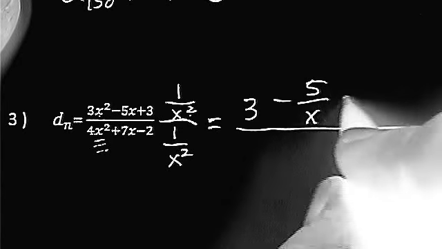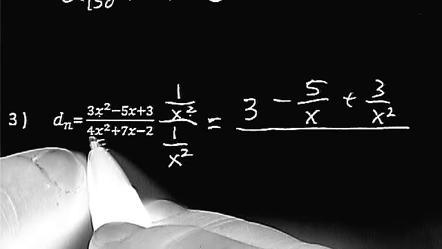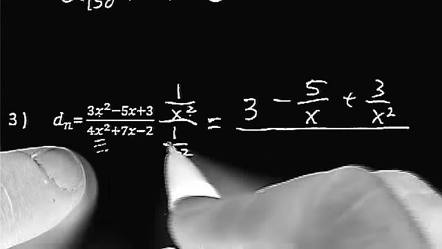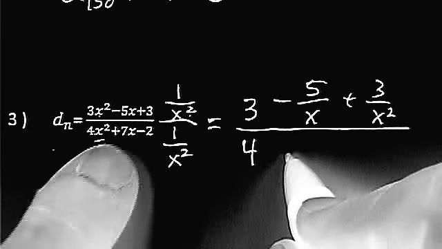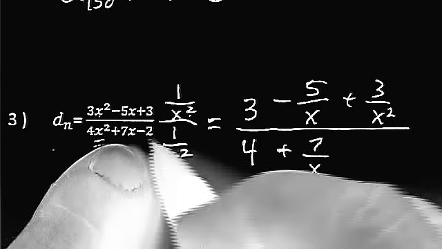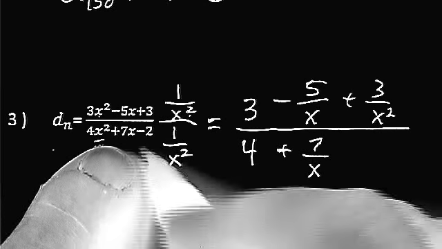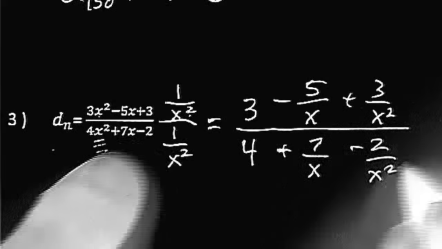And 3 over x squared. And then on the bottom, you got the 4x squared divided by x squared. Okay, so that's a 4. And 7 over x, right? Because when you get rid of one of the x's, that gives you just 7 over x. And minus 2 over x squared.